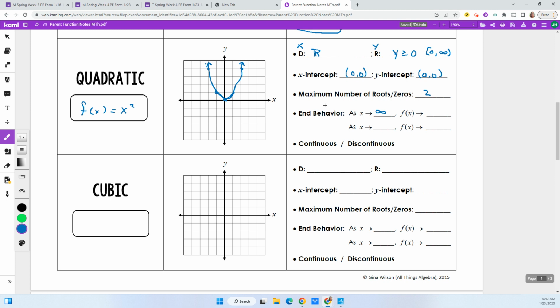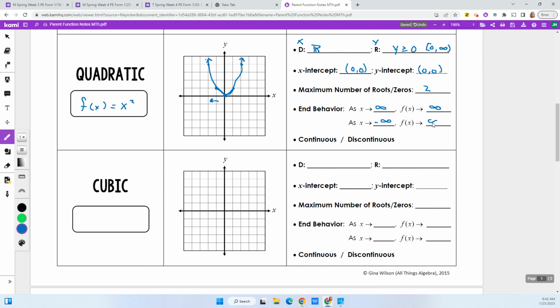And as x approaches infinity, right, as x gets bigger, y also goes up to infinity. And as x gets smaller, as x goes off to the left, y still gets bigger all the way to infinity. And there are no breaks in this function, so it is continuous.